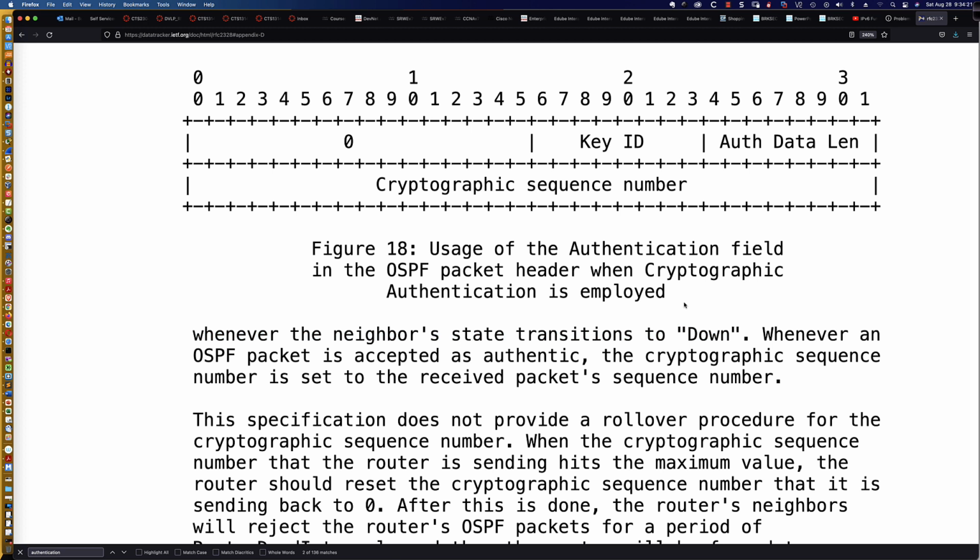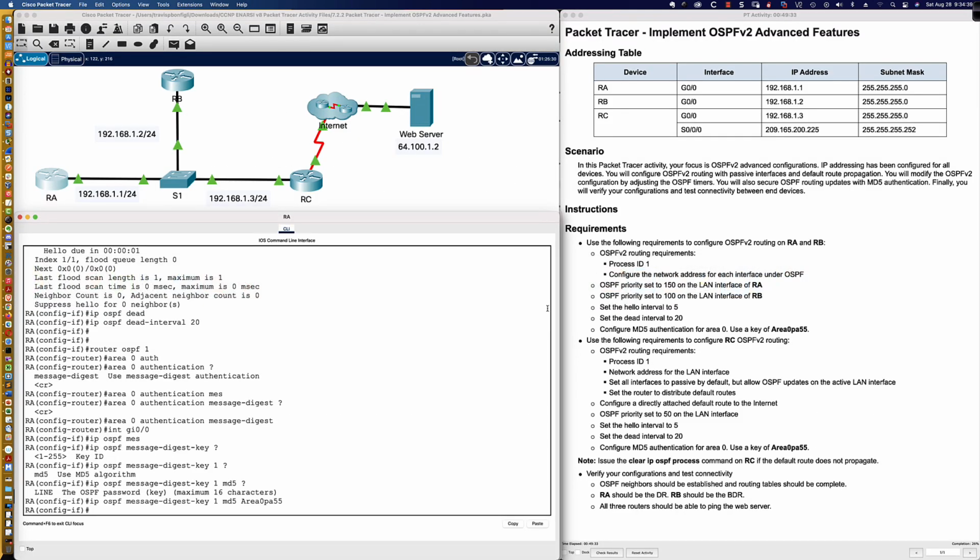Now, again, remember, you see the use of the word cryptographic. It doesn't mean that it is encrypting the OSPF traffic. It is not in this use case. What it's doing is putting a hash in the header, and that is what is being used to authenticate the OSPF packets that are coming back and forth, to make sure that router A knows it's router B and router B knows it's router A. So we've taken care of this here.